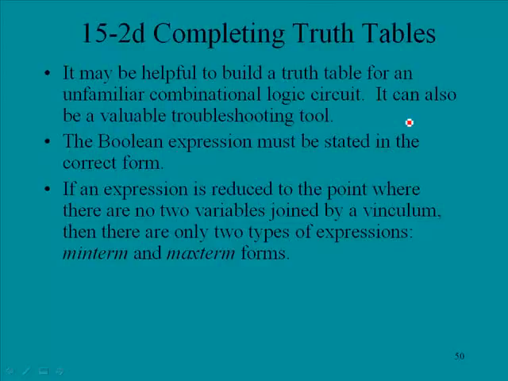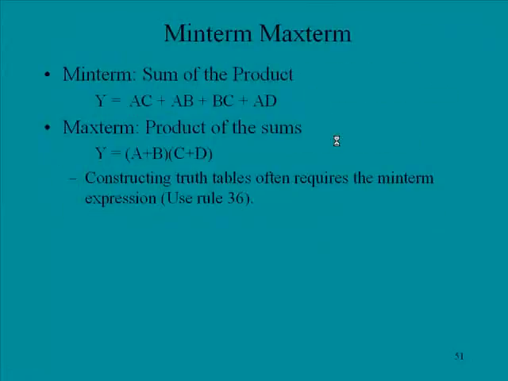The Boolean expression must be stated in the correct form. If an expression is reduced to the point where there are no two variables joined by a vinculum, that means the NOT function, then there are only two types of expressions. They are either the min-term or the max-term forms.